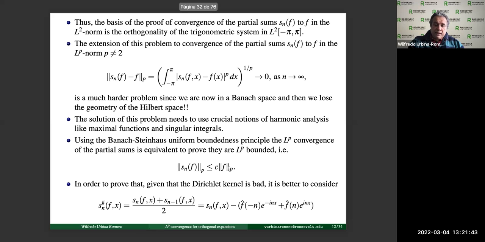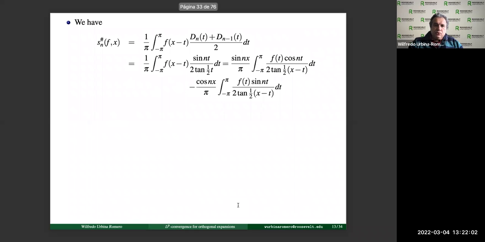But remember that the Dirichlet kernel is bad, so in order to improve it a little bit, you don't work directly with the partial sum, but with the average of partial sums. And when you do that, you have the average of the Dirichlet kernels, right? And that can be written in this form.